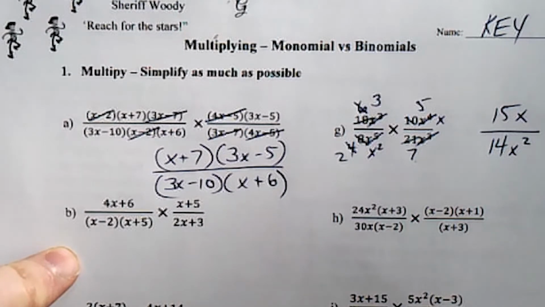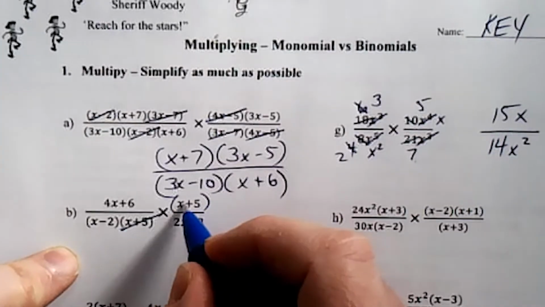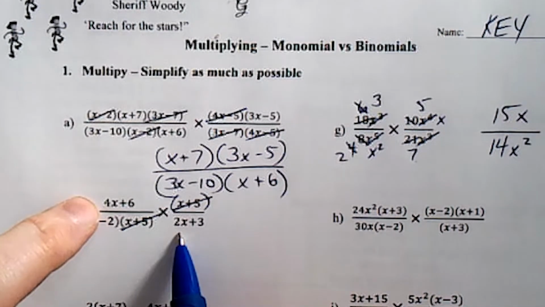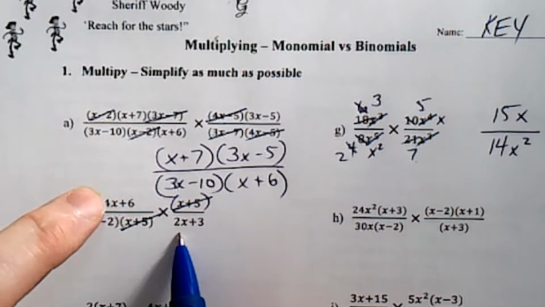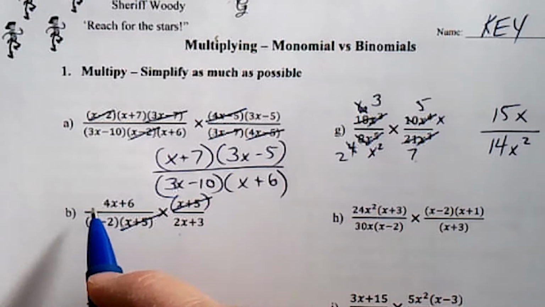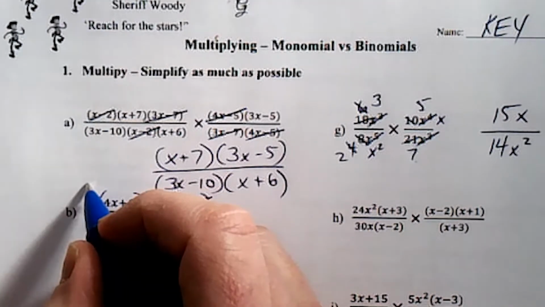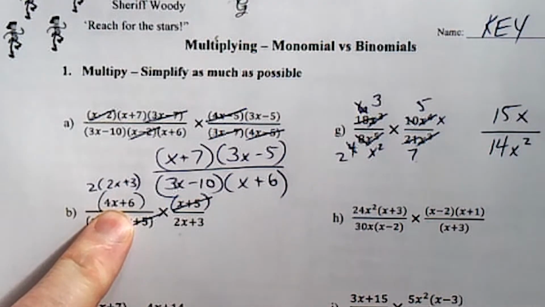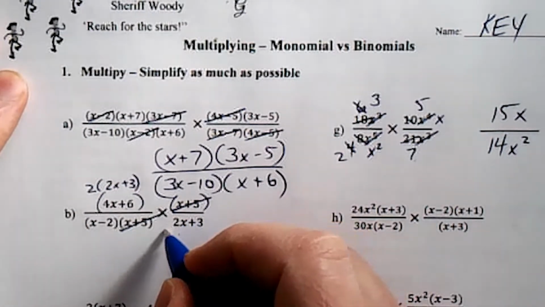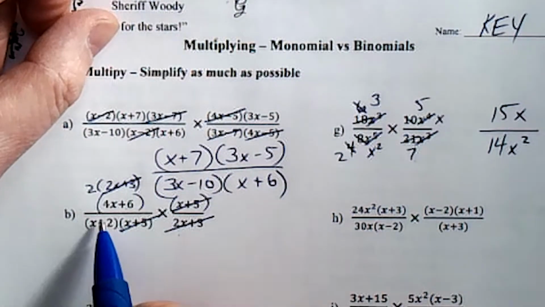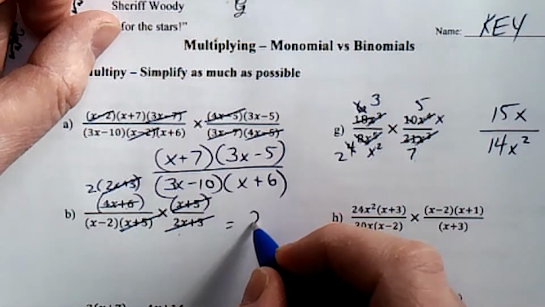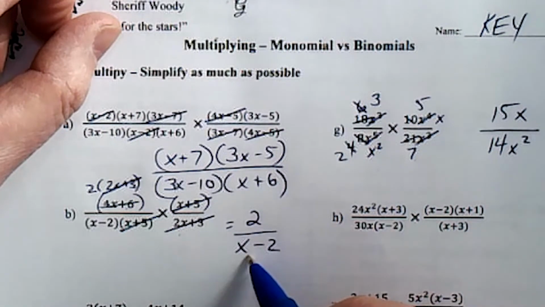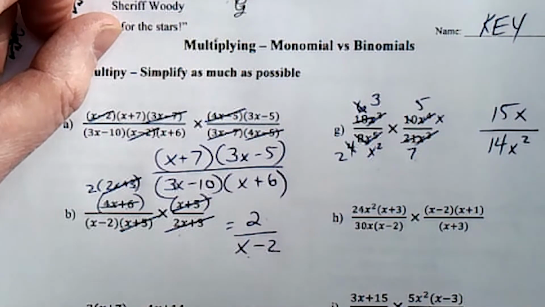Back to binomials. So right away I'm looking for matches. X plus 5 matches. There's nothing else. Now I see 2x and 4x, but they're binomials. I can't cancel the 2x with the 4x. But if I look closely, this has a GCF. I can take 2 out of 4 and 6. Now I have matching binomials. So the only thing left on top is the 2. And on bottom, x minus 2. We can't cancel these because this is a binomial, this is a monomial. You can't mix the two.